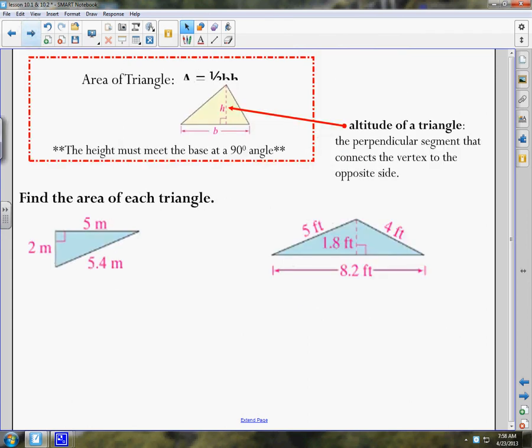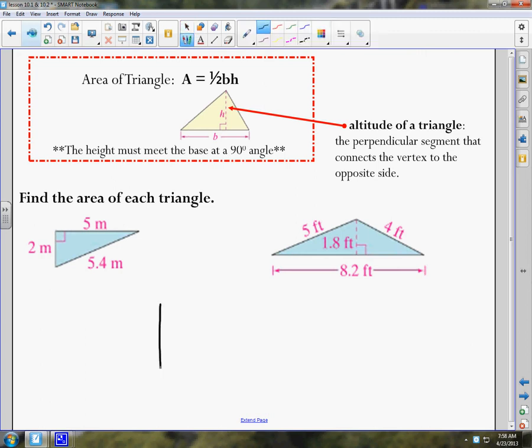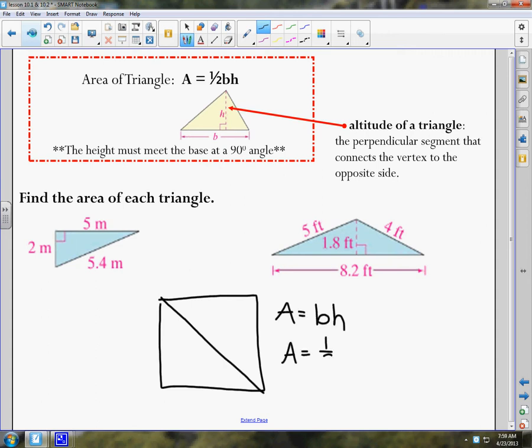The next one is the area of a triangle. Now, area of a triangle, a lot of kids want to do just base times height, but it's 1/2 the base times height, because if you think of a rectangle or a square, a triangle is exactly half. So if the square is base times height, the triangle is going to be 1/2 base times height. It kind of is just common sense.